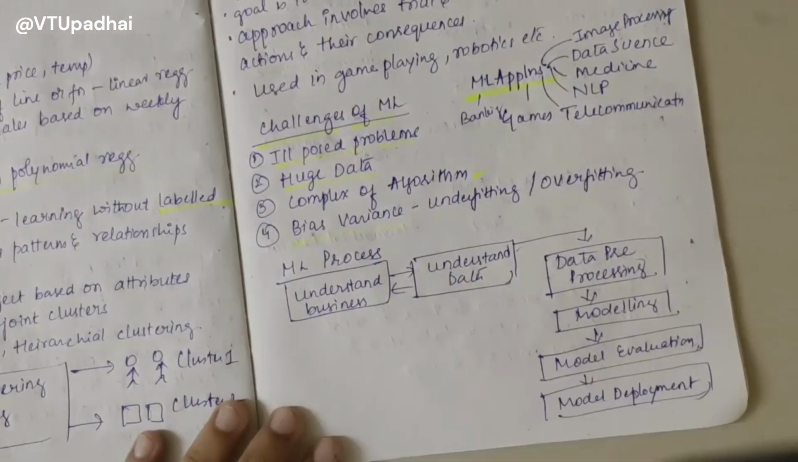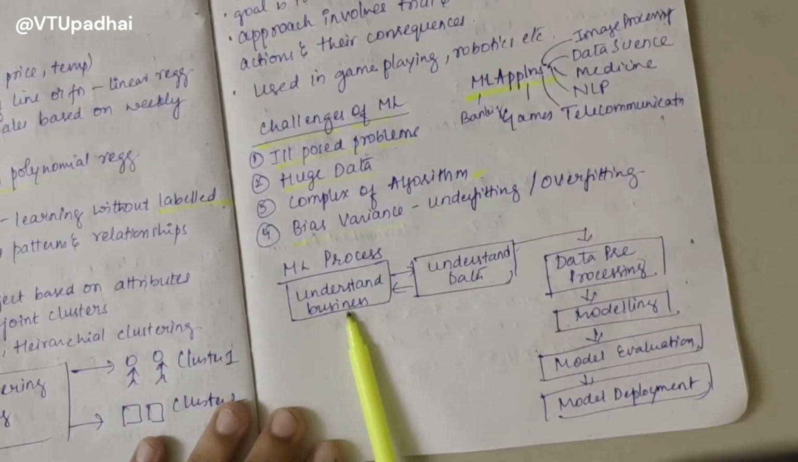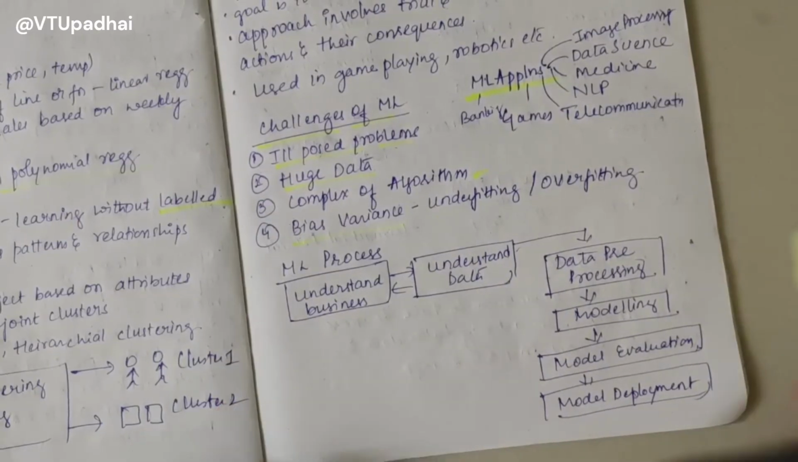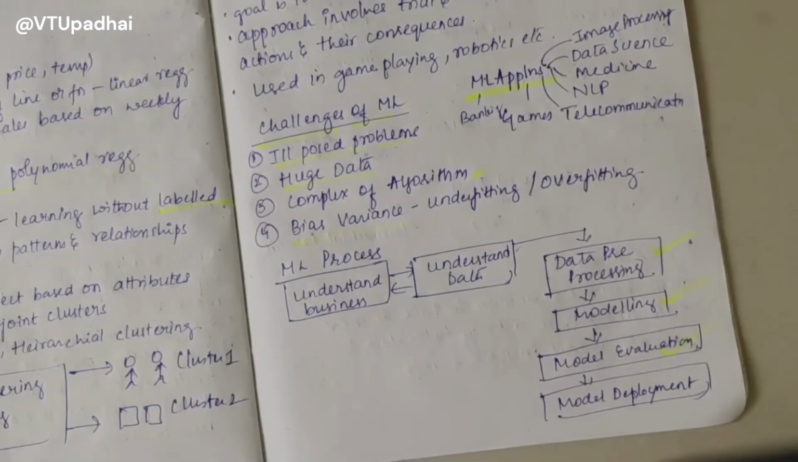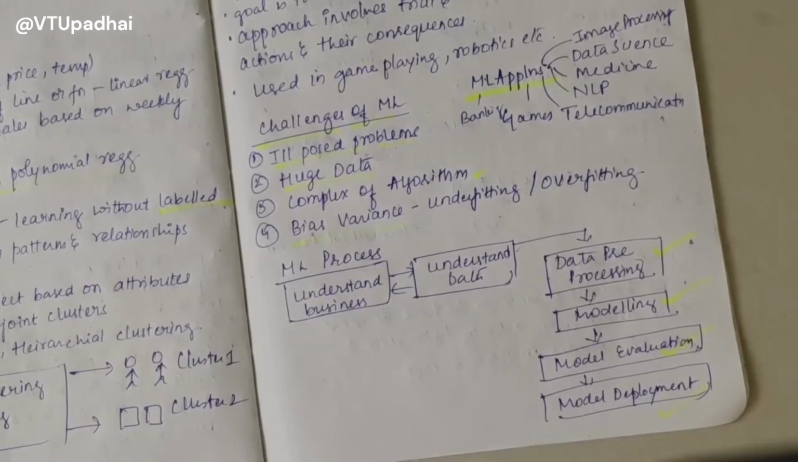Next we have the ML process. Firstly we understand the business, then understand the data, then we perform the pre-processing, then we have the modeling, and then the model is evaluated, and once evaluation is done, the deployment of the model is done here.